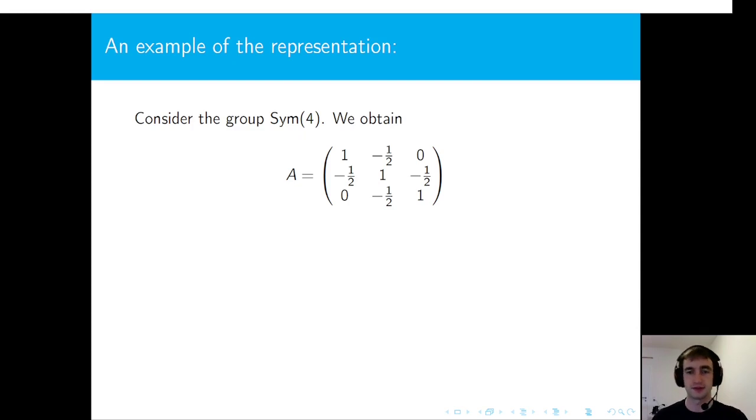Okay, first an example, sorry. If you have the group Sym of 4, this is this line graph where we have 3 vertices, and if you go through this definition, this is how the matrix looks. It's a nice symmetric matrix. It has ones on the diagonal. The other entries are non-positive.